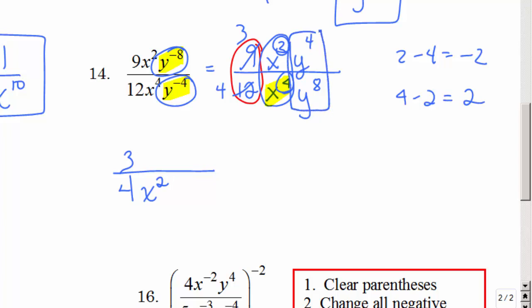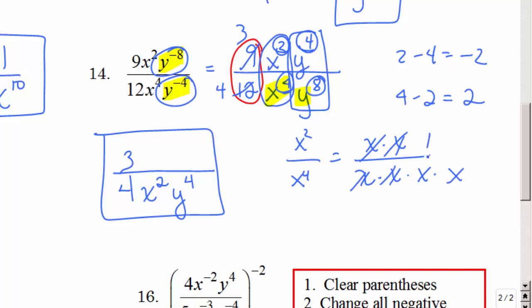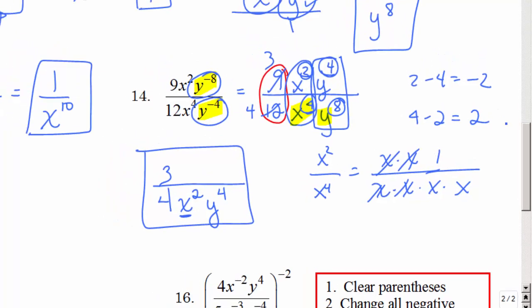Same thing with the y's. Where are there more y's? Top or bottom? On the bottom. So I'm going to keep the y on the bottom and subtract the biggest number minus the smallest number. Keep in mind, if you have x squared over x to the 4th, that's the same as x times x over x times x times x times x. And you would get 1 over x squared, which is what I ended up with. All right, so again, working with positive exponents is so much easier than working with negative exponents.